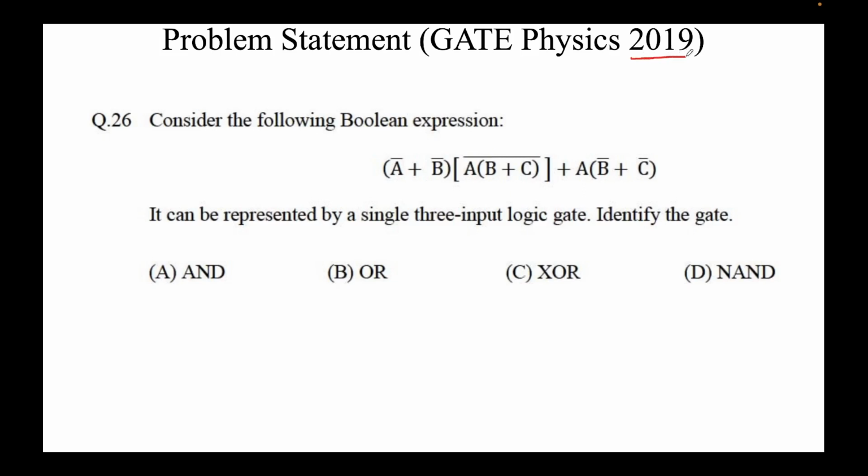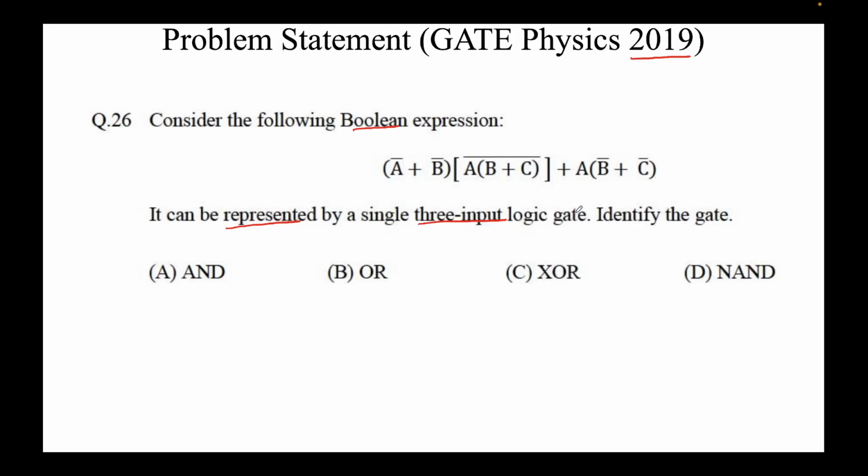The problem from GATE Physics 2019 reads as follows. Consider the following Boolean expression: (A bar + B bar times (A into (B + C) whole bar)) + A times (B bar + C bar). The question says it can be represented by a single 3-input logic gate. Identify the gate. The options are AND, OR, XOR, or NAND. This is a multiple choice question with one correct answer, and we need to find the correct one.